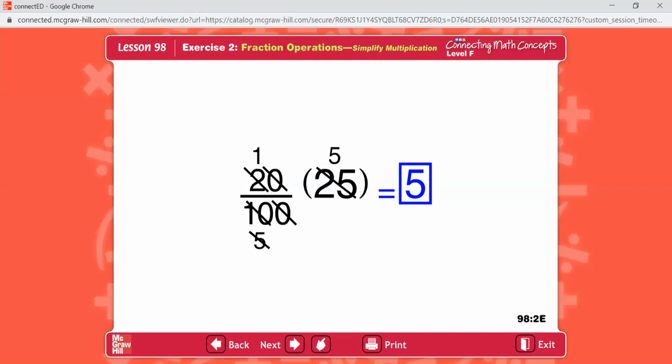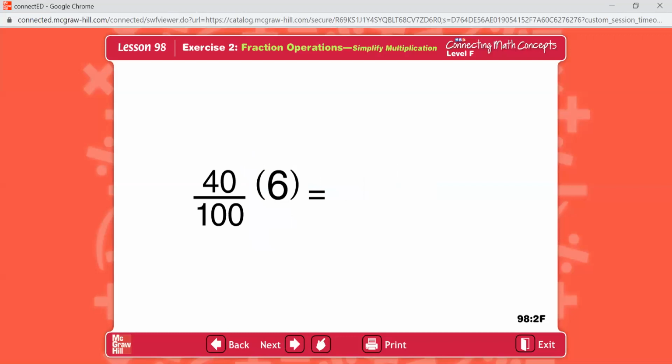Next up, 40/100ths times 6. Can we cross out zeros in this problem? Yes. We can cross out 1 0 from each. We have 1 up here, so we can only cross out 1 down here. Our new fraction is 4/10. Now we have 4/10 times 6.